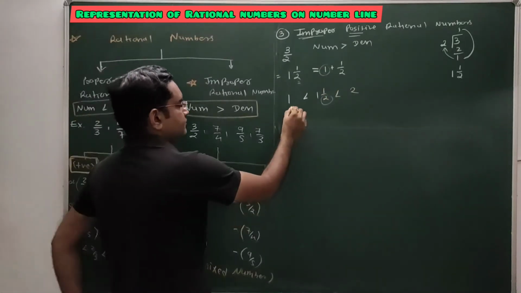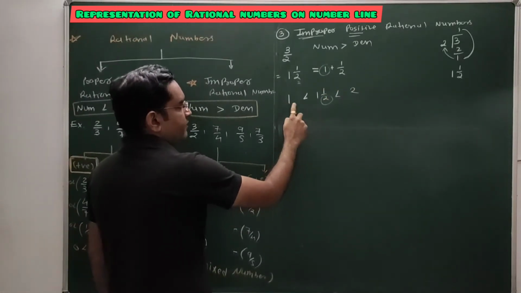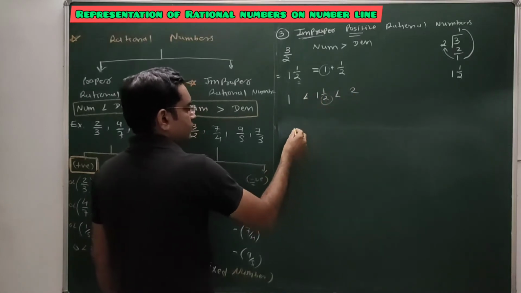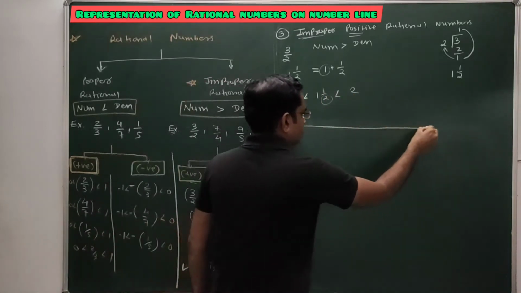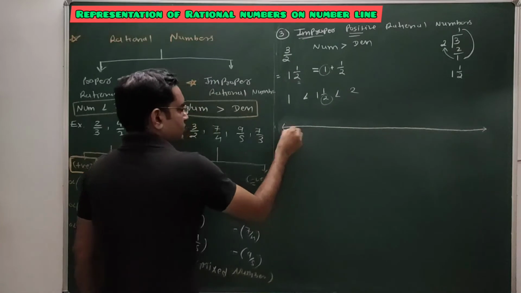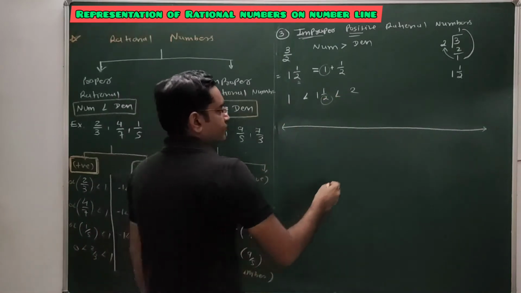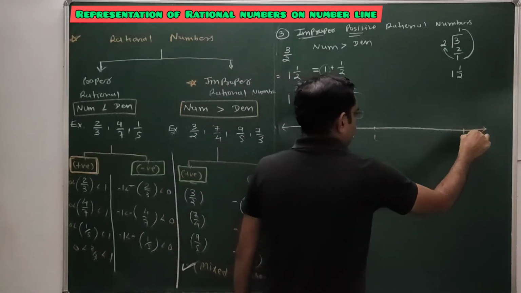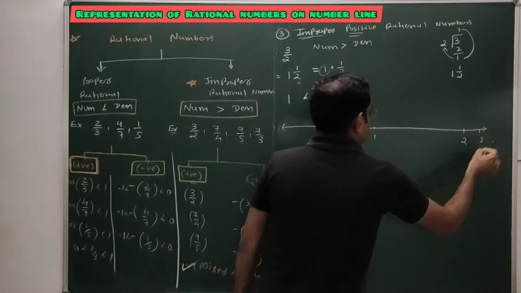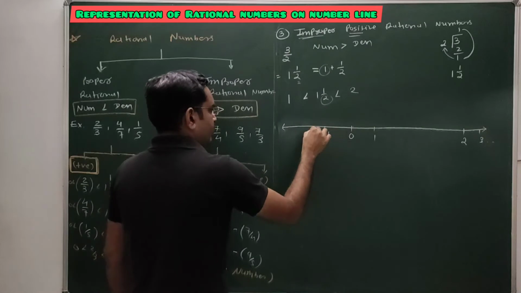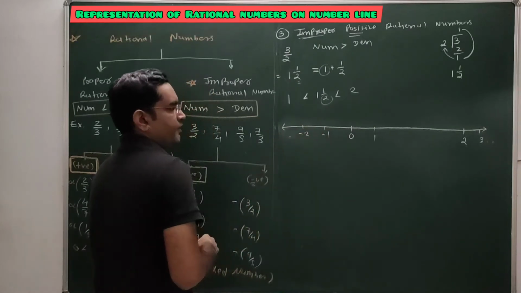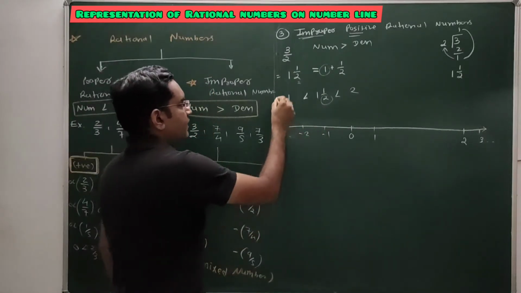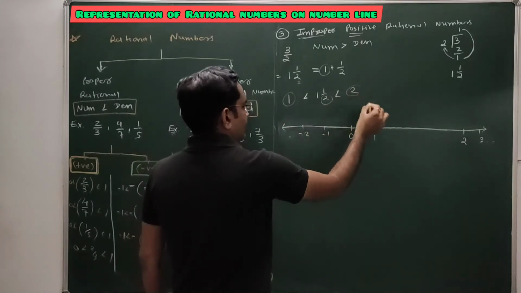So now here we will expand our number line between 1 and 2. So draw a number line. So this is our 0, this is 1, and we expand the number line between 1 and 2. This is 3 up to infinite, and this will be -1, -2 up to infinite. We have expanded our number line between 1 and 2.